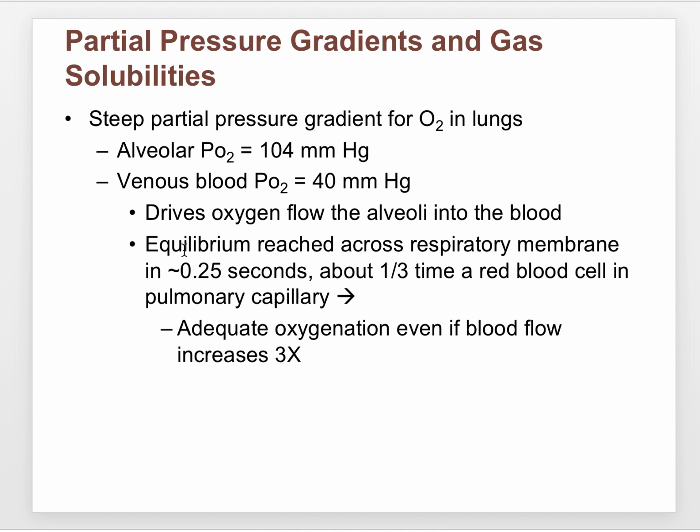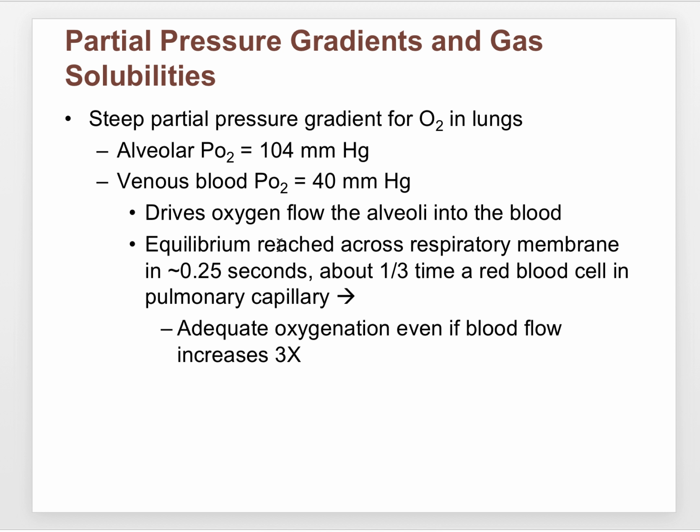So when this alveolar gas with a partial pressure of oxygen of 104 millimeters of mercury is in contact with the venous blood at 40 millimeters of mercury, the partial pressure of oxygen in the alveoli is going to drive oxygen from the alveoli into the blood. Of course, it's a higher partial pressure of oxygen in the alveoli than in the blood, so it's going to drive the oxygen into the liquid.